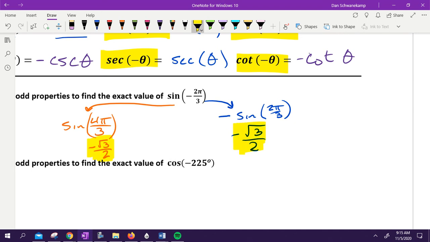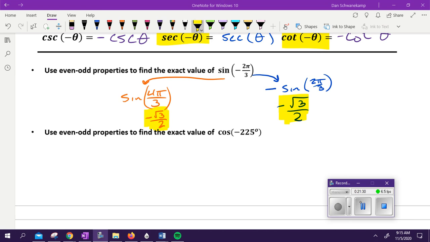Questions on the first one? Do the second one. Do the same thing with your neighbor. Find both ways of doing it.